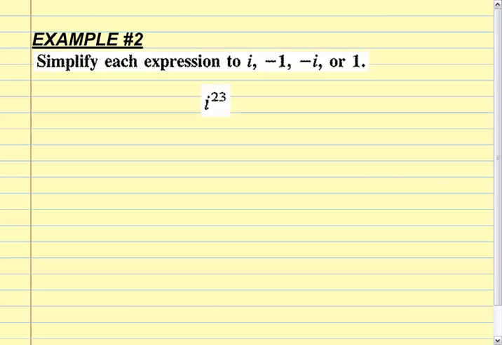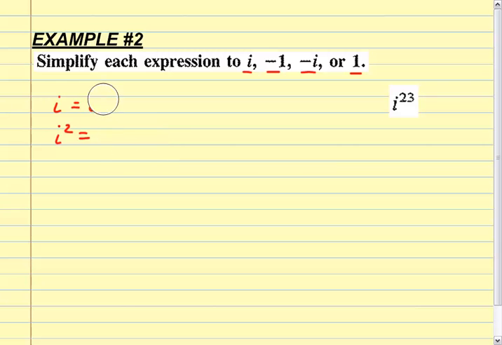Okay? It says simplify each expression, and I only have one here because I want to talk about this for a second. I'm going to move this over here. Okay? And I want you to think about this. It says simplify the expression to i, negative 1, negative i, or 1. Okay? Now think about this. Remember, i is equal to i, right? It's equal to itself. But i squared, remember that's root negative 1 times root negative 1. And whenever I square a square root, I get the number underneath. So i squared is equal to negative 1.